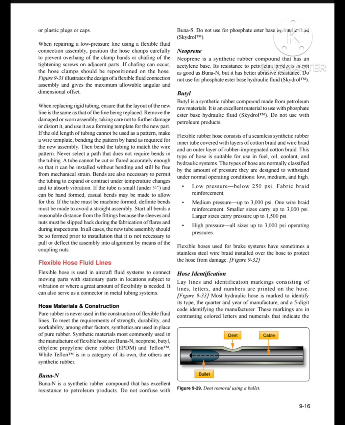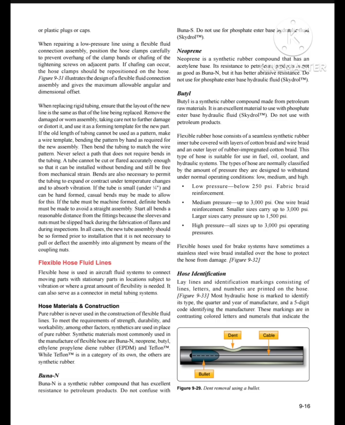In hose material, pure rubber is never used in the construction of flexible fluid lines. To meet the requirements of strength, durability and workability, among other factors, synthetics are used in place of pure rubber. The synthetic materials most commonly used in the manufacture of flexible hose are Buna, neoprene, butyl, ethylene propylene diene rubber (EPDM), and Teflon, etc.